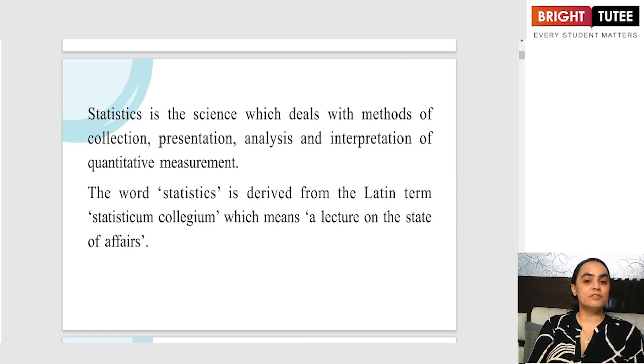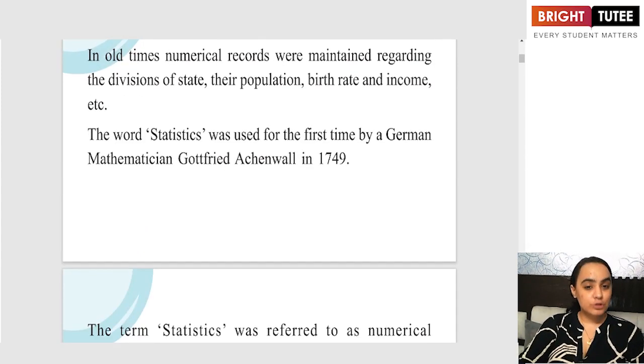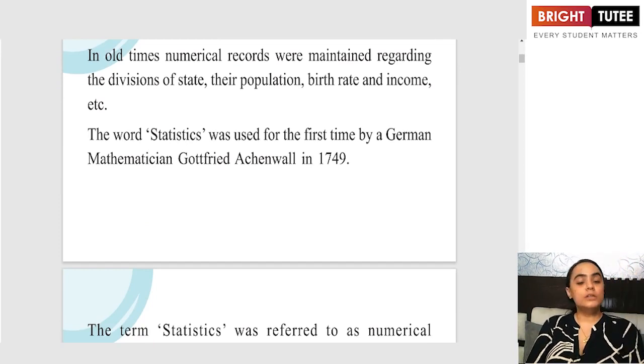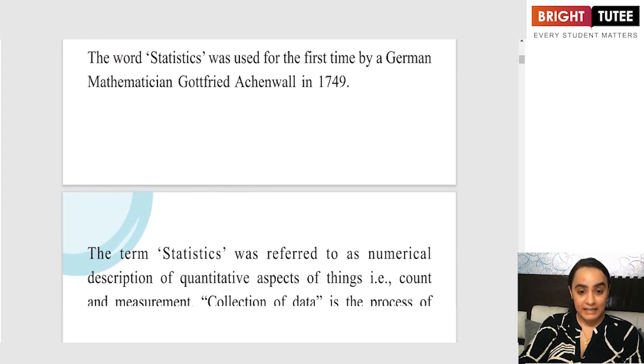Statistics is derived from the Latin word statisticum collegium, which means the state of affairs, to talk about what is taking place around you. Basically, in older times, data regarding how the state has been divided, what the population of the state is, what the birth rate is, and what the income is, everything was collected and recorded. The term statistics was first used by a German mathematician, Gottfried Achenwall, in the year 1749.